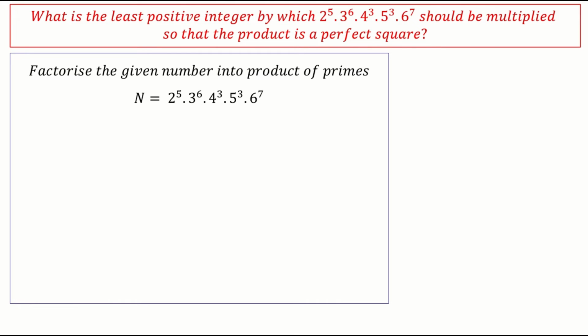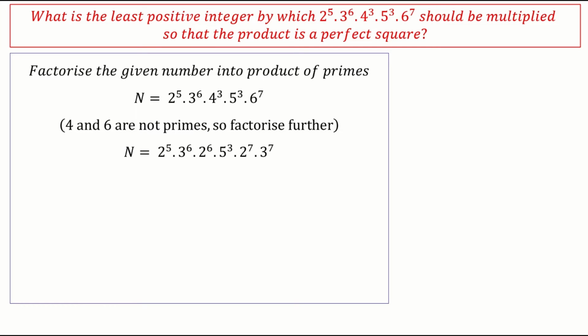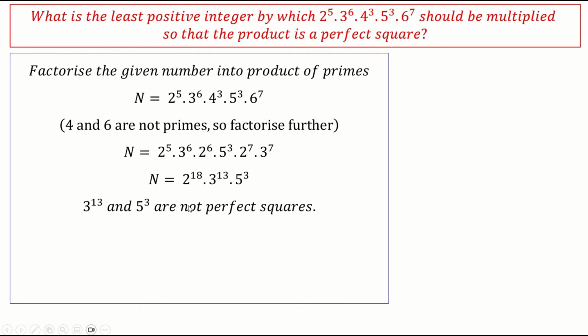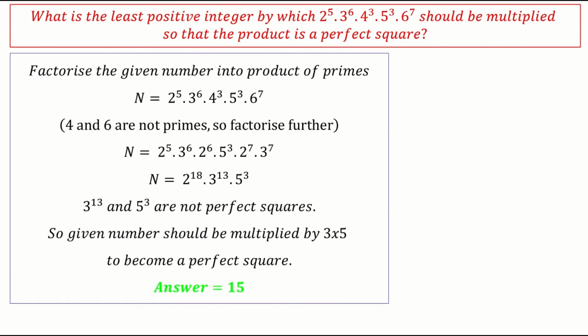So here 4 and 6 are not primes. So convert them basically. So it will become this, and finally you will get 2 to the power of 18, 3 to the power of 13 into 5 to the power of 3. Here we know 2 to the power of 18 square root you can get, correct? It's a perfect square, but 3 to the power of 13 is not a perfect square. A 3 is missing, and 5 cube is also not a perfect square. A 5 is missing. So the minimum number I require is 3 into 5, correct? Then it will become a perfect square. So the answer is 15. This is easy, right?